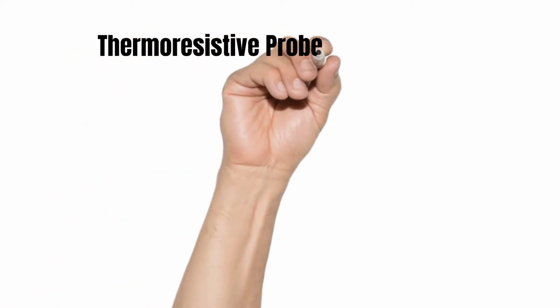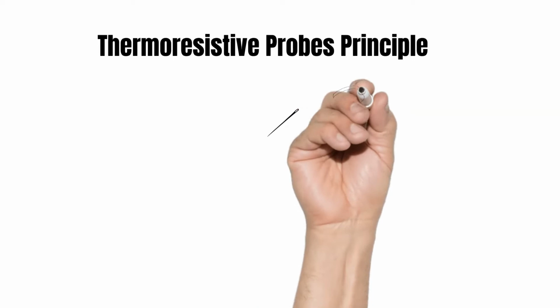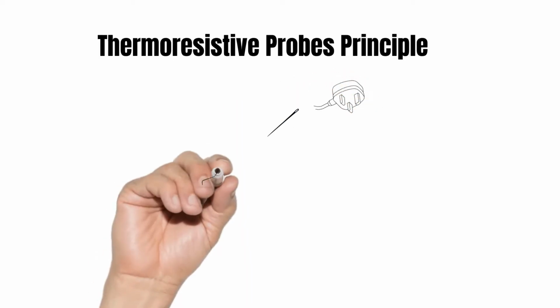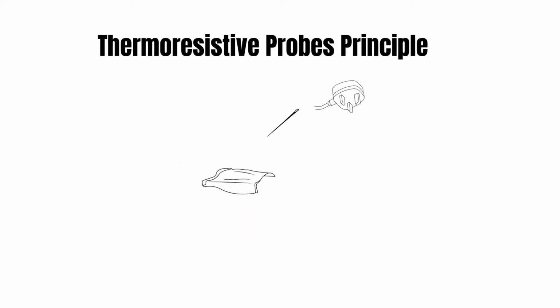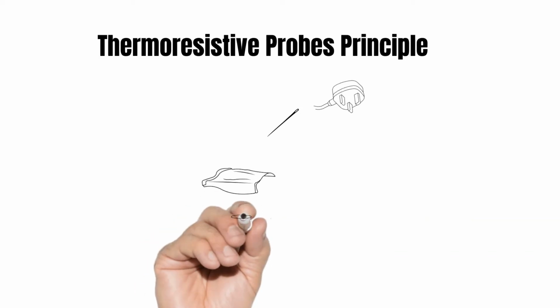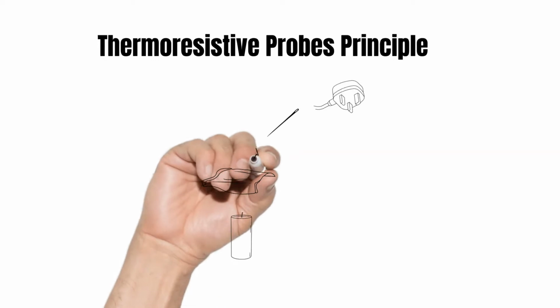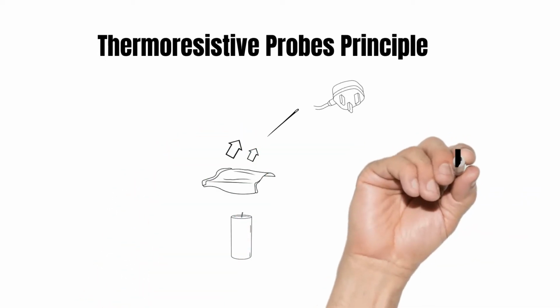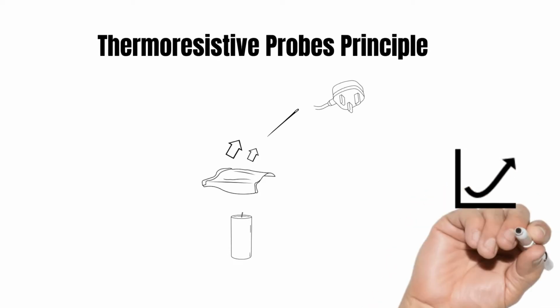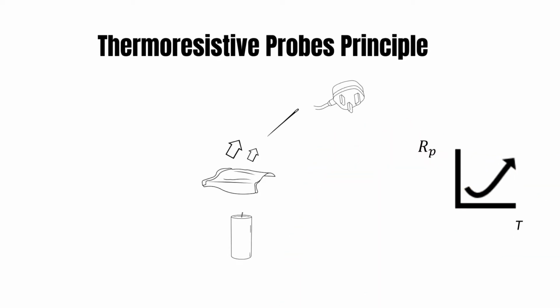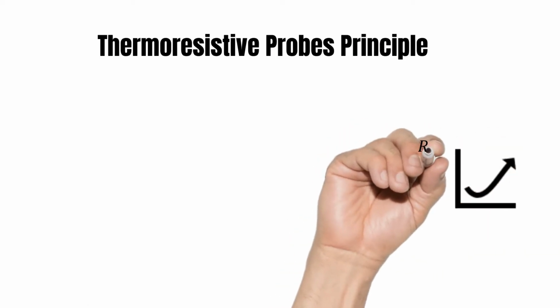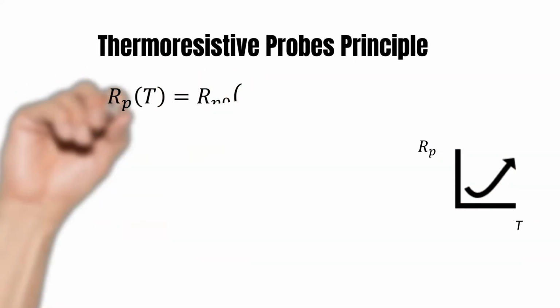Now, let's talk about the working principle of thermoresistive probes. The way it operates is by sending a current, a small current actually, through the probe in order to measure the electrical resistance of the probe itself. The current has to be small enough so as to avoid any self-heating of the probe. When the sample is heated, the heat flows from the sample to the probe. As a result, the temperature of the probe increases and its resistance also changes. This can be clarified by the following equation, where a change in temperature results in a change in the resistance of the probe.